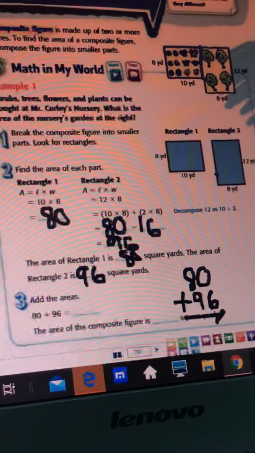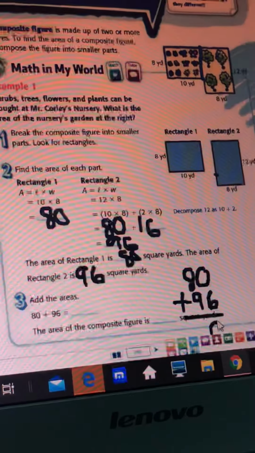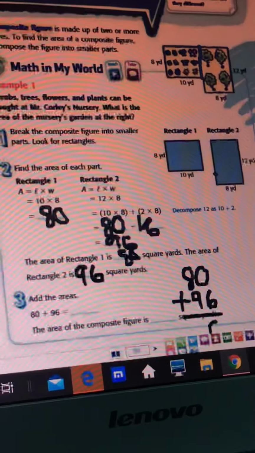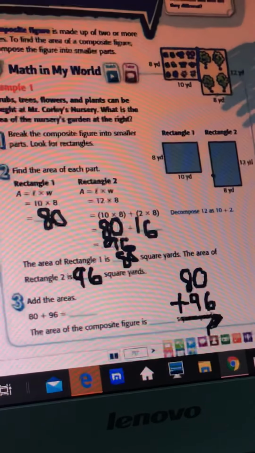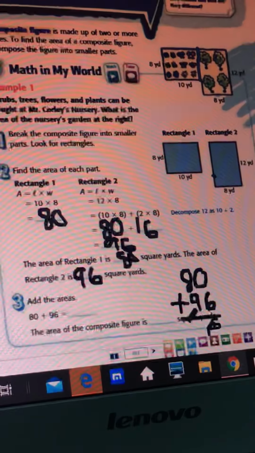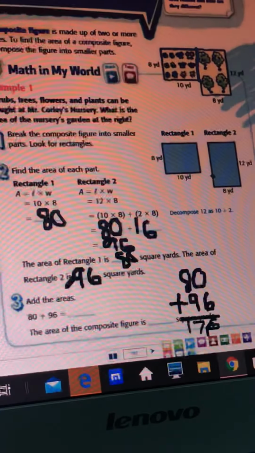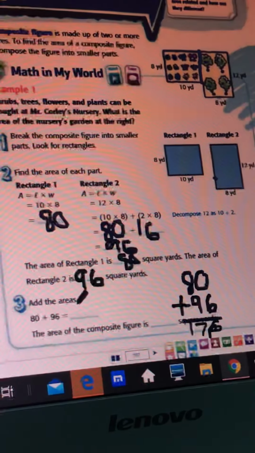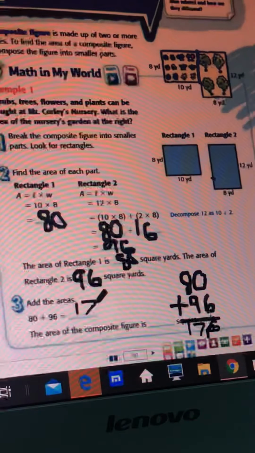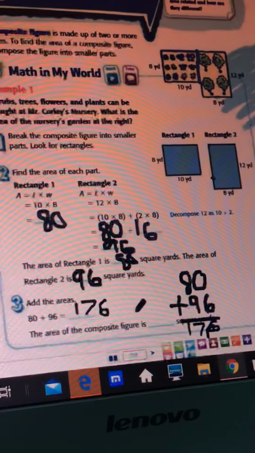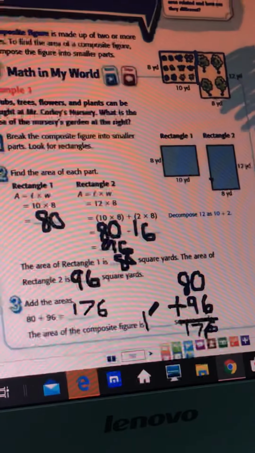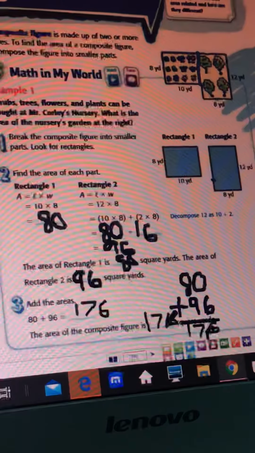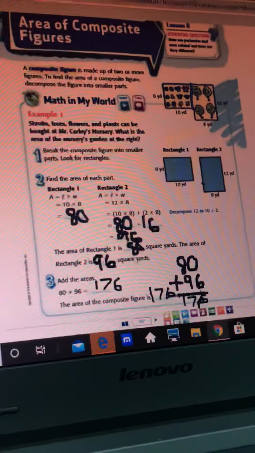0 plus 6, 6. Okay. Then 8 plus 9, that's 17. So the answer for the total area of this figure, we got 176. So that's how we solve for composite area. Okay, let's have another example.